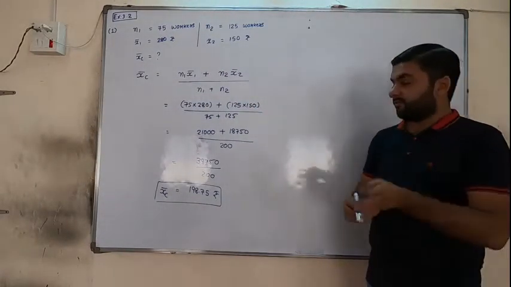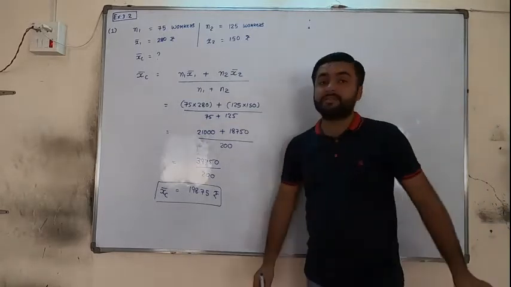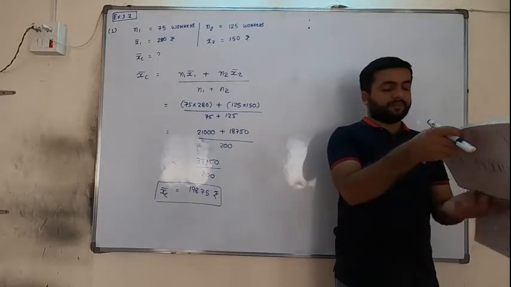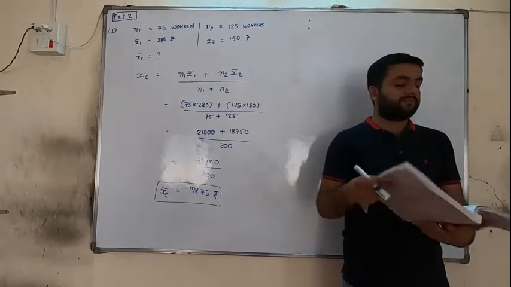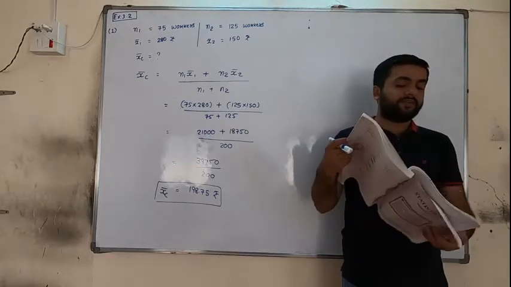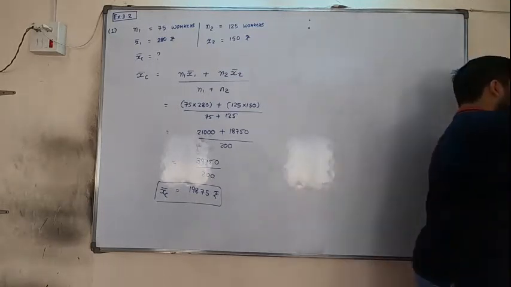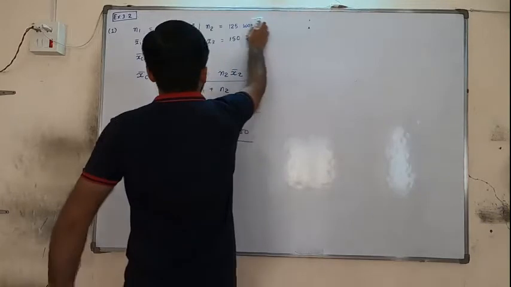So the mean wage of all the workers is 198.75. Okay friends, so this was the first sum of combined mean. Second sum is of weighted mean, we'll solve after. Third sum is also for weighted mean, we'll solve after. Now we are going for the fourth sum of exercise 3.2.